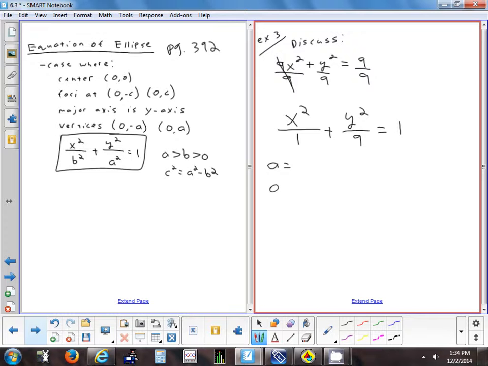Okay, let's see if we can find A, B, and C. Which one is always bigger, A or B? Okay, so we're going to be looking at the number under y to find a. But remember, the number under y isn't a. It's a squared. So what's a? 3. What's b? It's still 1. It's the square root of 1. And now c? Well, we can find it. C squared equals a squared minus b squared. So c is the square root of 8.